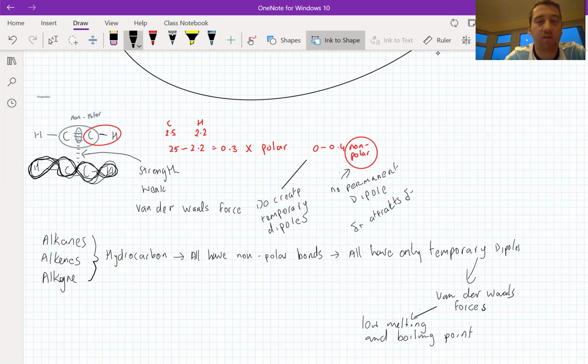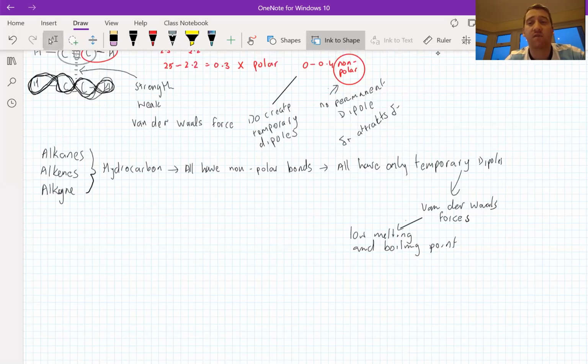So in general, they have low melting and boiling points. Well, what about the different lengths of hydrocarbons? We learned this when we were studying fractional distillation. We said some of the alkanes and alkenes have higher melting points and boiling points than others. Why is that then if they only have van der Waals forces?